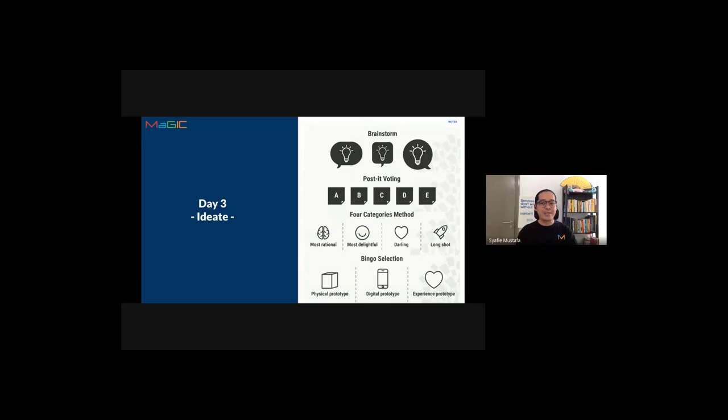I have a lot of post-it notes, even in my house. I'm currently in my house, so I have a lot of post-it notes. I have this special wall that I have like post-it notes for myself.